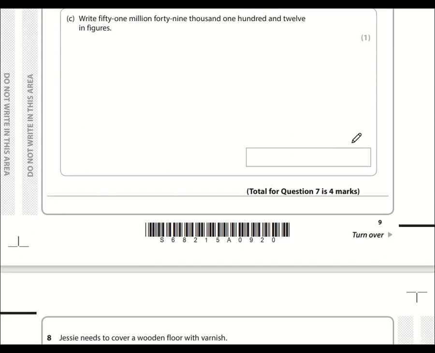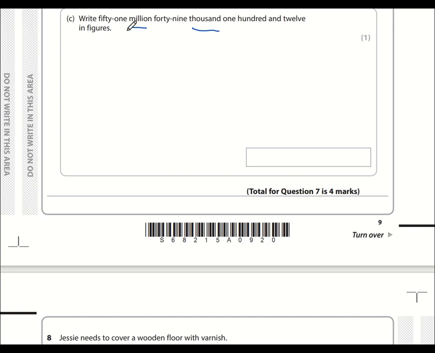Okay, right, 51,049,112 in figures. What we need to remember is that when we're writing numbers with digits, we group them in blocks of 3. I would recommend putting in a comma where you see the word million and the word thousand. So when you see thousand, we use a comma, million, comma, trillion, comma.